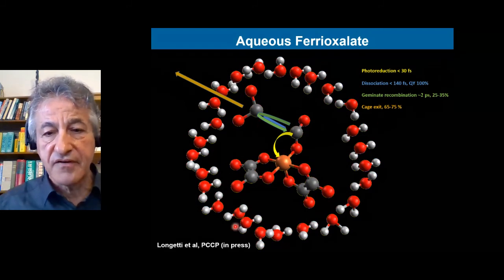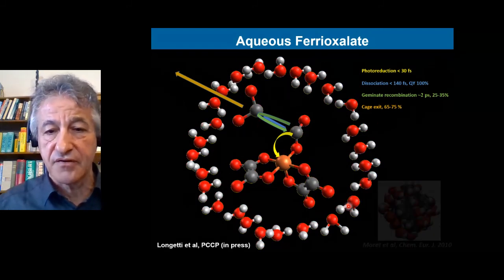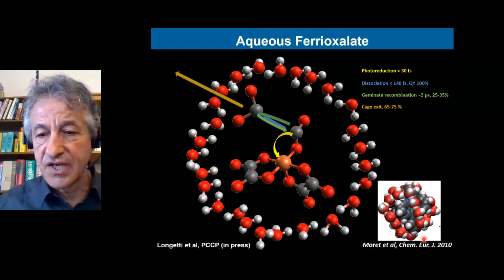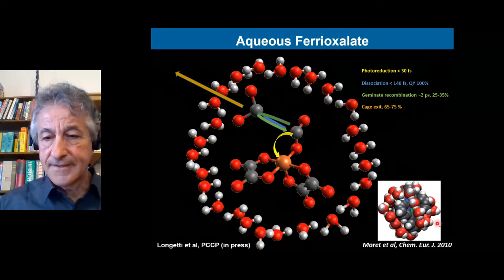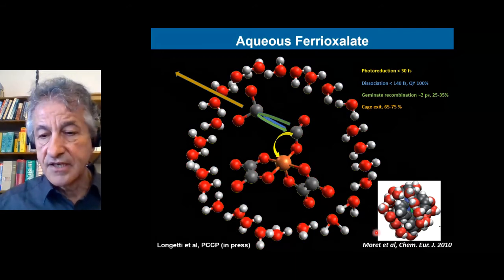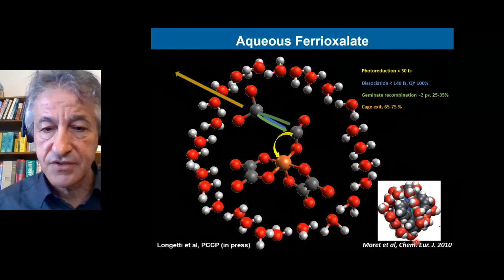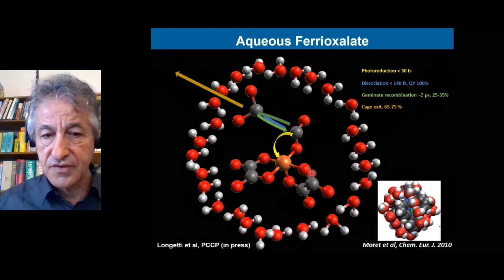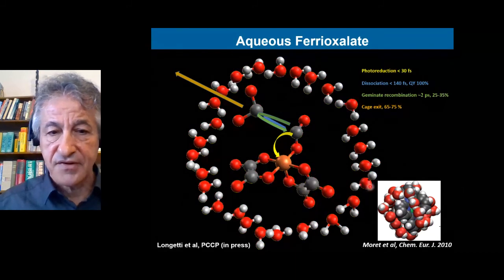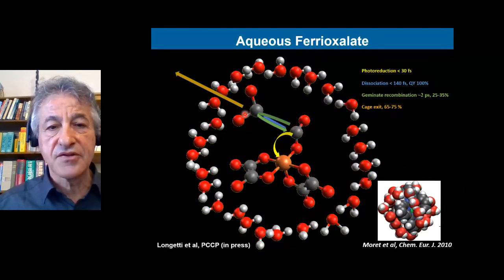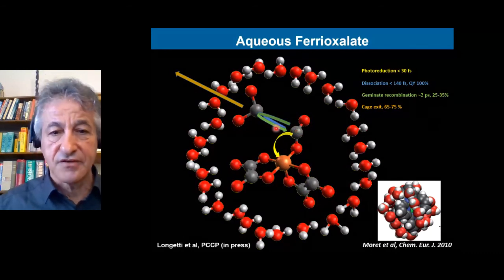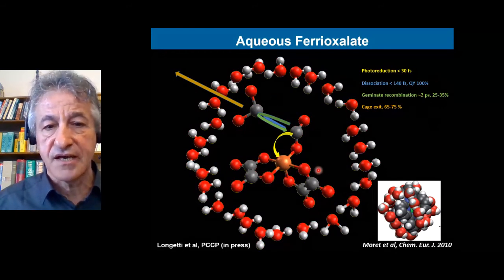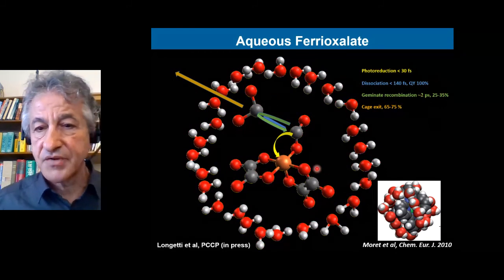Of course, this is a very schematic way of representing the solvent. In reality, this is a helical molecule. And some years ago, we had simulated the structure of the first solvent shell around ruthenium trisbipyridine, which looks very much the same. It's a helical molecule too. And you see that the water molecules come and intercalate between the ligands. So this 2 picosecond is not a recoil time. Of course, a recoil would be much shorter, but it's some rearrangement of the solvent that allows a recombination of about 25% of the molecules.